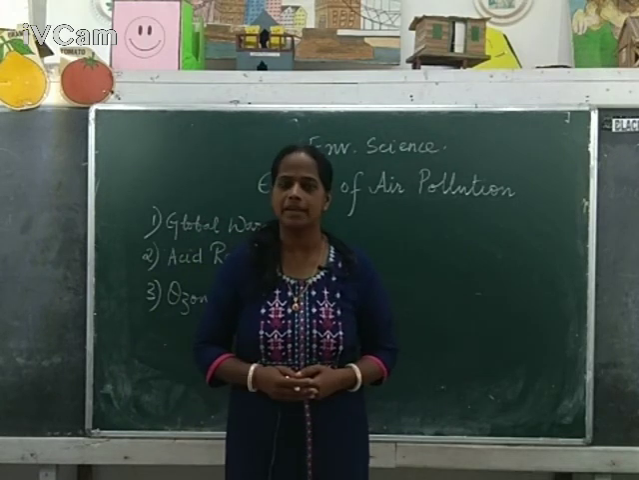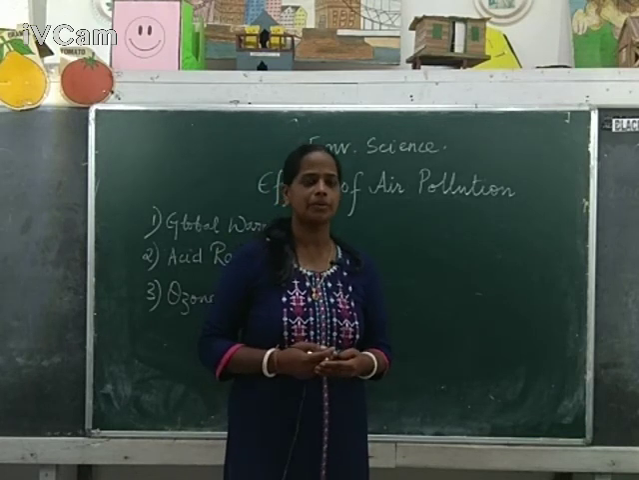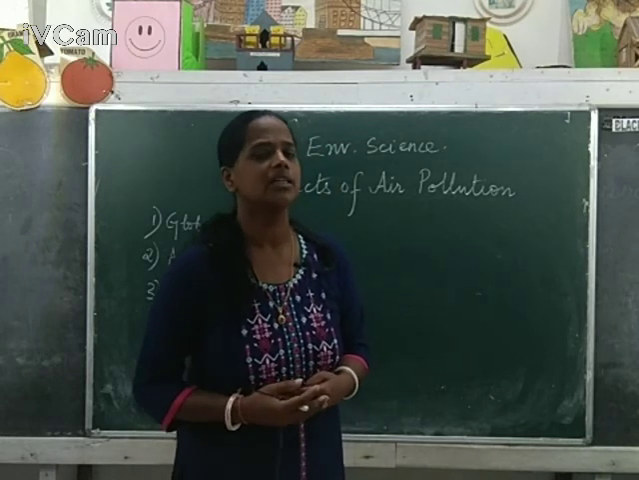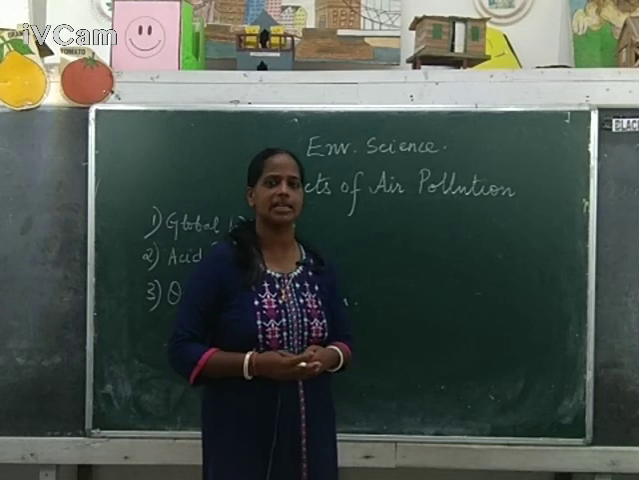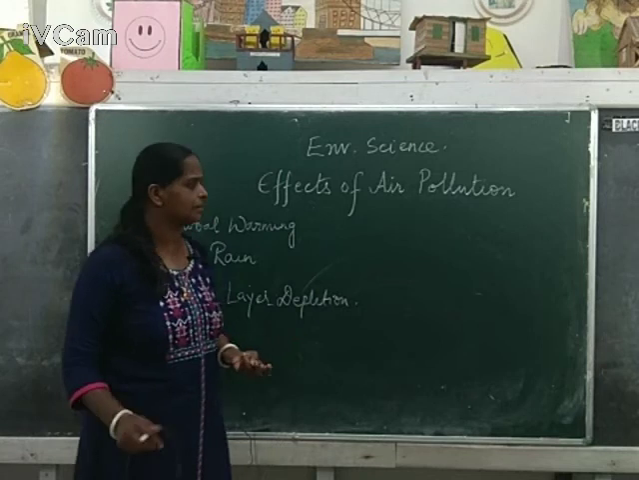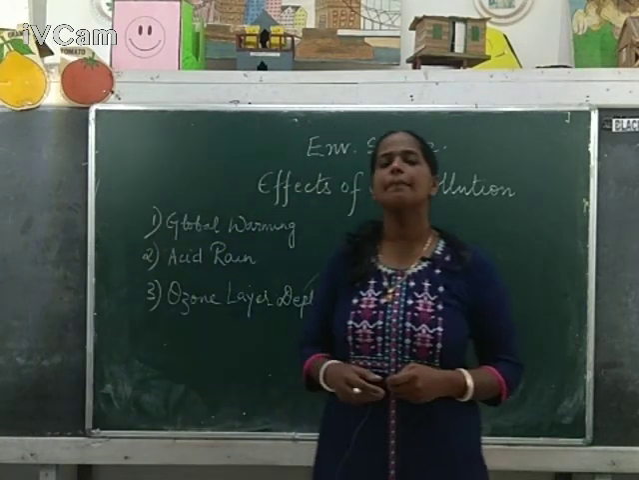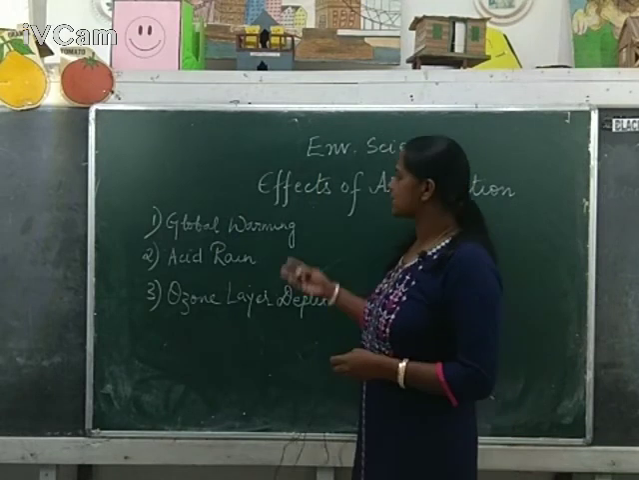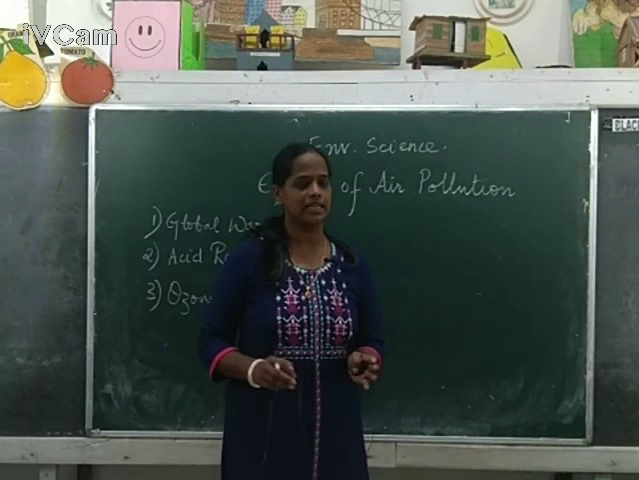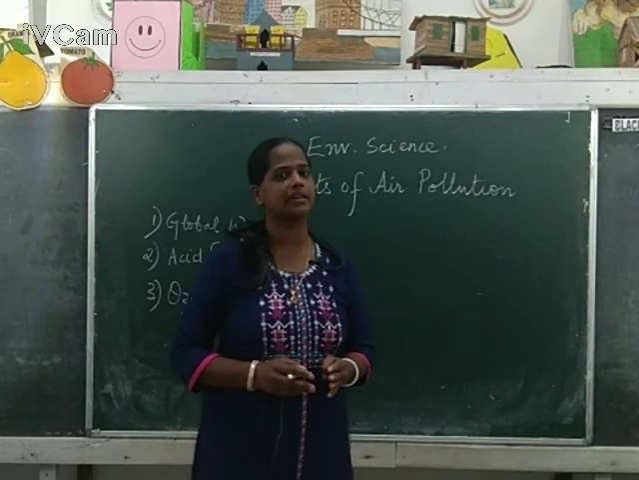And when the air is contaminated, it starts affecting people's health, and not only the health of people, but even the abiotic elements like the monuments and other things in the environment also get affected because of air pollution. So what we have in our syllabus is the effects of air pollution, and we will be discussing the three major effects of air pollution, that is global warming, acid rain and the depletion of the ozone layer. These are the three main consequences of air pollution.